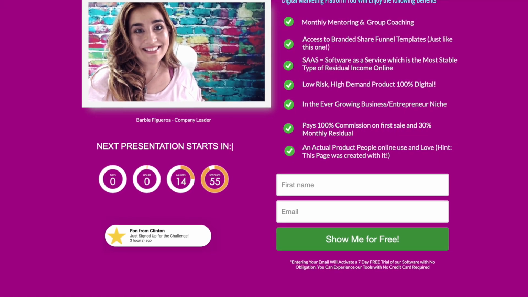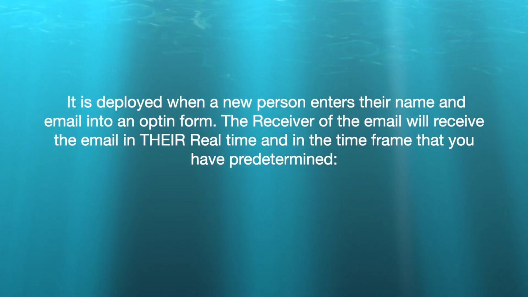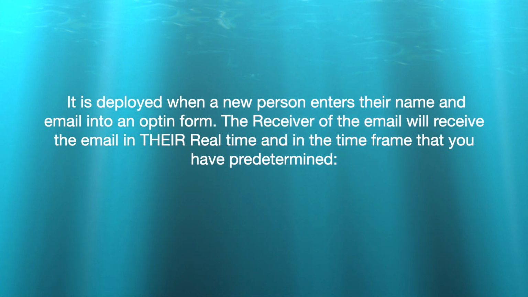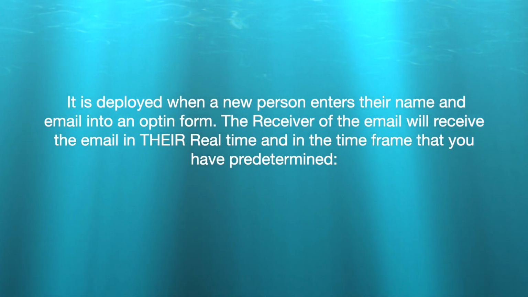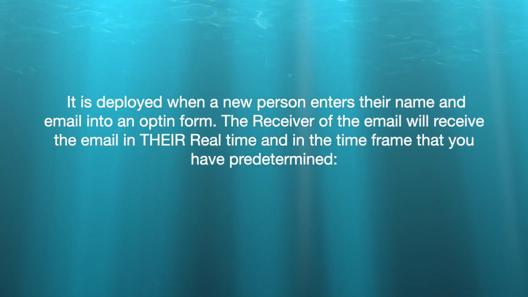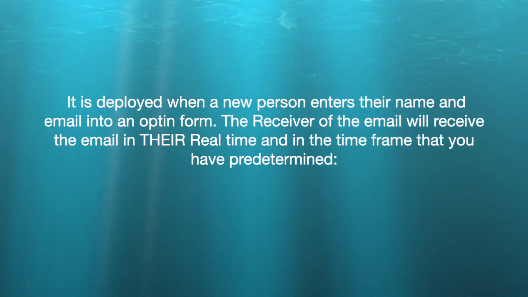The receiver of the email will receive the email in their real time. And that's key. You'll see the difference now when I explain to you what a broadcast email is. So the receiver of the email will receive the email in their real time and in the time frame that you have predetermined. And I'll show you a little bit about how to do that in just a second.